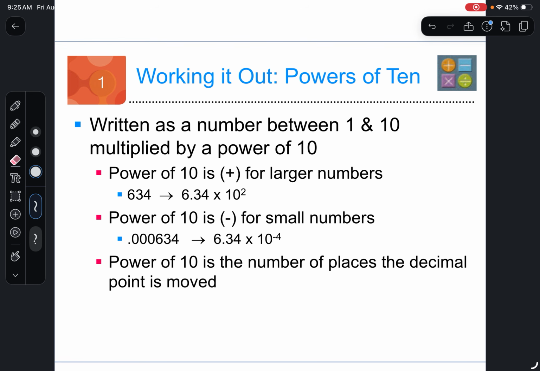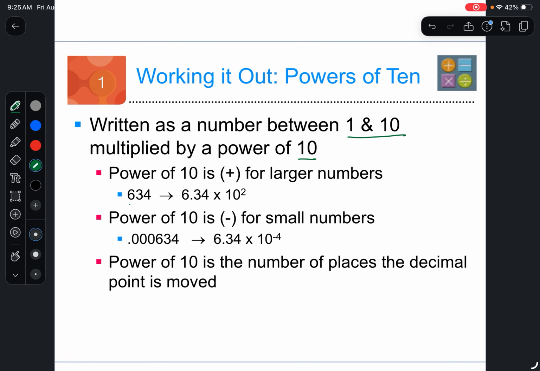Now, when you put something in powers of 10, it has to be a number between 1 and 10, and you're multiplying it by a power of 10. So the power of 10 is positive for large numbers, it's negative for small numbers.